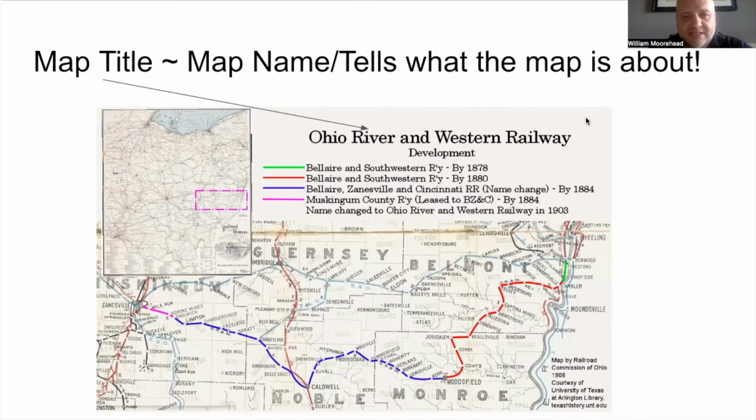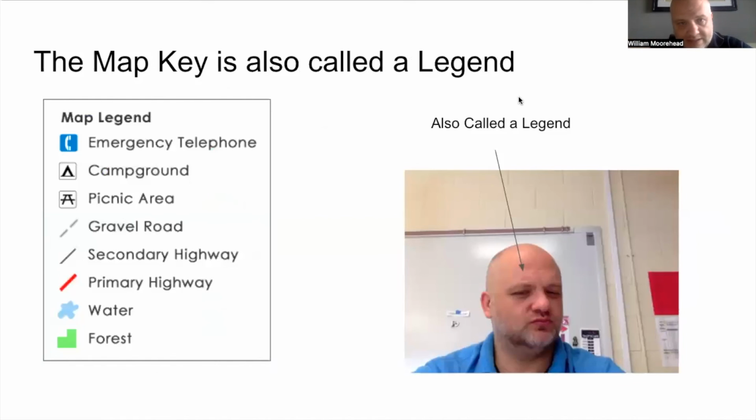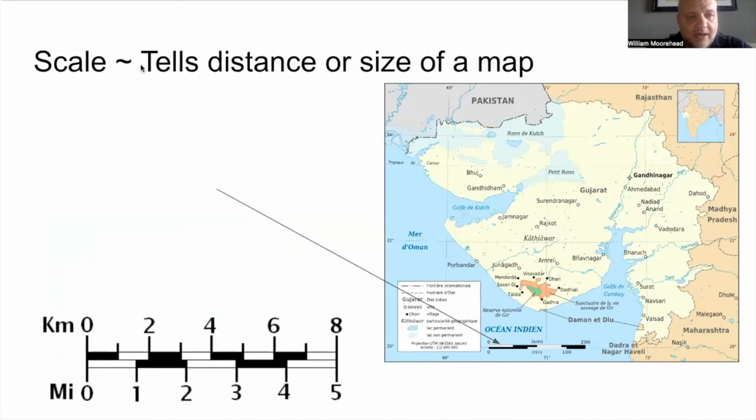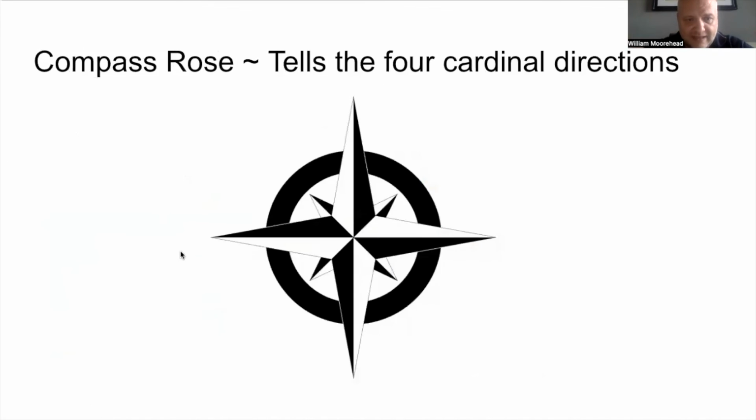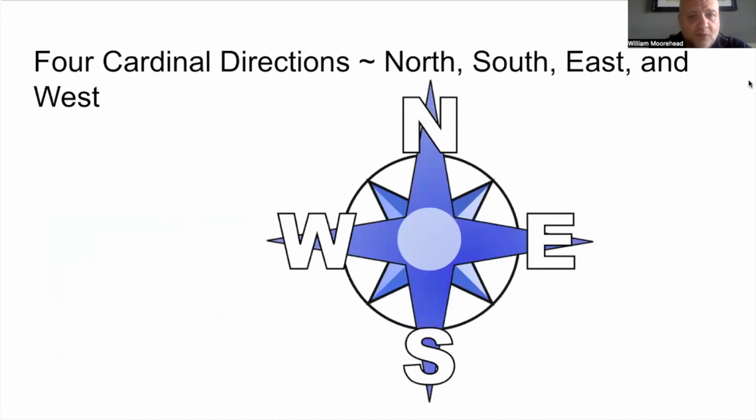My kids, when I taught this, they said, oh, do I have to write this? This is a picture. You don't have to write a picture. That's called drawing. All right. So we don't have to write anything up here except for map title. In other words, it's the thing that I typed. Here we would write map key and tell what the symbols are. Map key is also called a legend, and I'm moving. Scale, it tells the size or distance on a map. I would write that. Compass rose tells the 4 cardinal directions, north, south, east, and west.